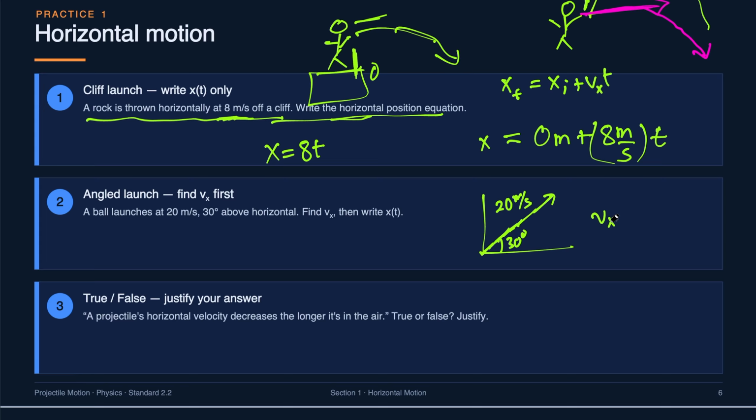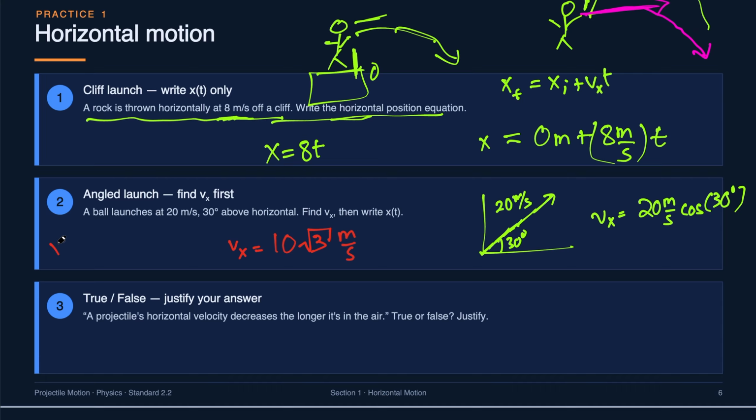Vx, like I told you, is going to be 20 meters per second times cosine of 30 degrees. I went over it in vector math: the x vector is always the cosine of the angle times the magnitude. You can look over that if you need more help. Cosine of 30 is root 3 over 2, so this would be 10 root 3. Of course, you can simplify it with the calculator, but I'm just going to leave it like this for now. So this is Vx, in meters per second.